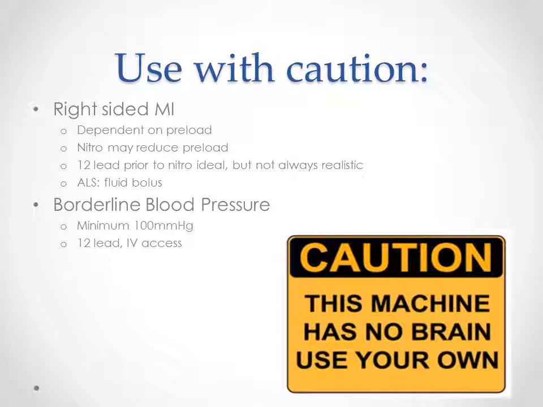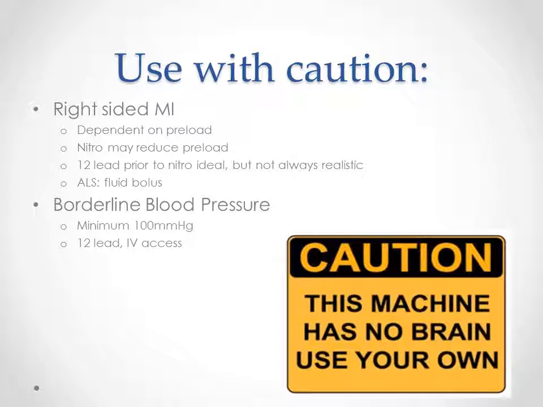Administering nitro has the possibility of rapidly decreasing the preload. While this is desirable in left-sided MIs, as it reduces workloads, it can be very detrimental in right-sided infarctions. In an ideal world, we'll try to obtain a 12 lead prior to administering nitro. However, since paramedics and EMTs are permitted to administer or assist with nitroglycerin, this is clearly not the case every time. Generally speaking, however, right-sided infarctions present with a lower blood pressure and are less likely to be considered a candidate for nitro.